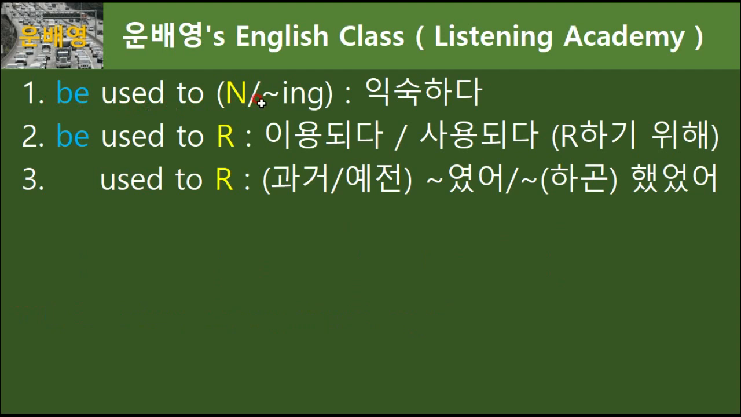Be used to 명사, 익숙하다. I'm used to. Be used to 동사 원형, 이용되다, 사용되다. Compass was used to find us. Used to 동사 원형, 지금은 아니지만 과거에 뭐뭐였어. 뭐뭐 하곤 했었어. This used to be my grandma's. I used to believe in God.